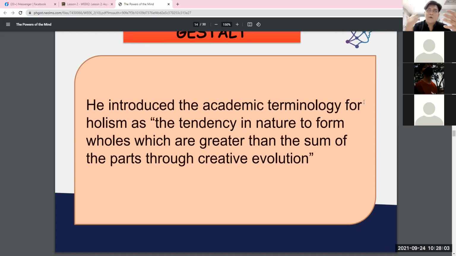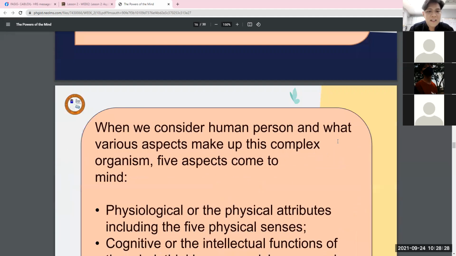Because when you select the good aspect of this, the good aspect of this, the good aspect of this, and then you conclude yourself, okay, ginawa mo yung sarili mo, inayos mo yung sarili mo, okay, for better, and that will be the greater, creative parts of evolution of yourself. Okay, that's being holistic.